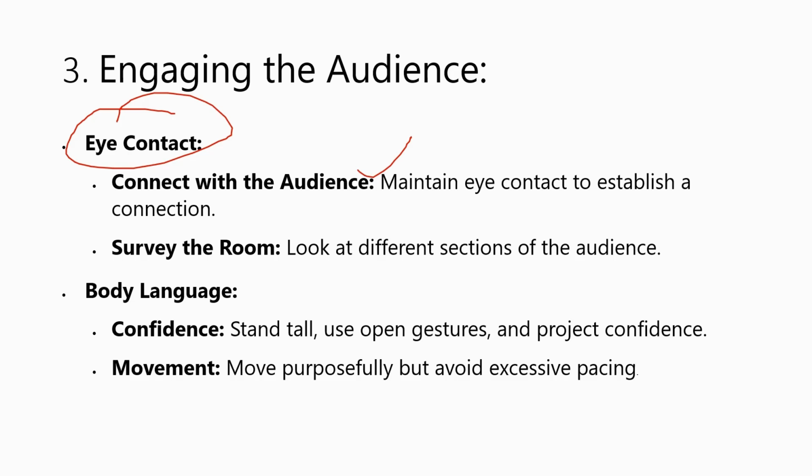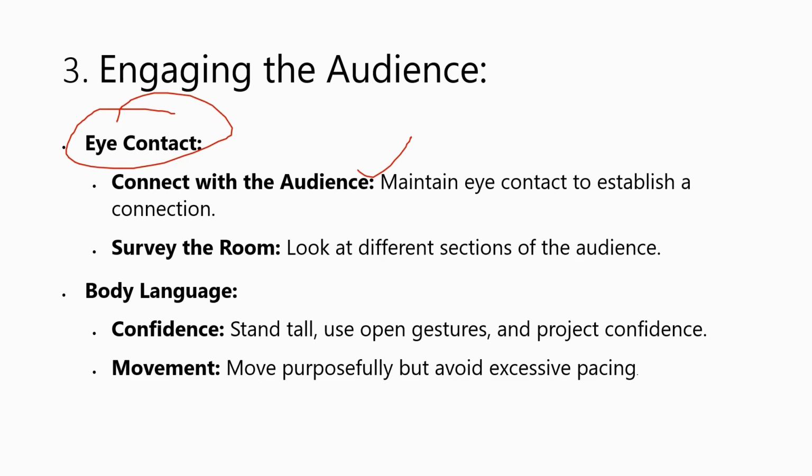If you don't look at your audience, if you keep on reading the slides or material in front of you, they would not be engaged. They would start getting bored. So you must look at your audience. But the main important thing is this: don't focus on any one person. Look at everyone, don't look at anyone in particular. Survey the room, look at the different sections of the audience.